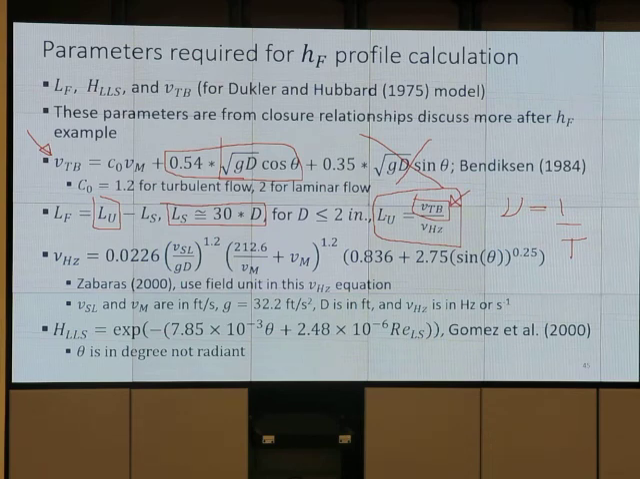So nu is a function of several other parameters. This is Zabaras' closure relationship to find the slug frequency. Be careful with the units, okay? Whatever they use, we have to use that. They use meters, we use meters. If they use feet, we use feet. In this particular equation, if you read the description, it says VSL is in feet per second. G is not 9.8 but 32.2 feet per second squared. D has to be in feet. With that, we will get nu in hertz, or 1 per second. Okay. The next one is slug body liquid holdup.